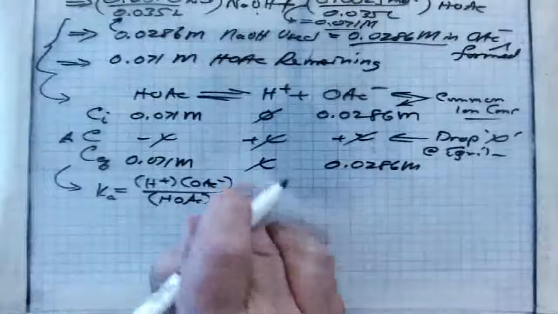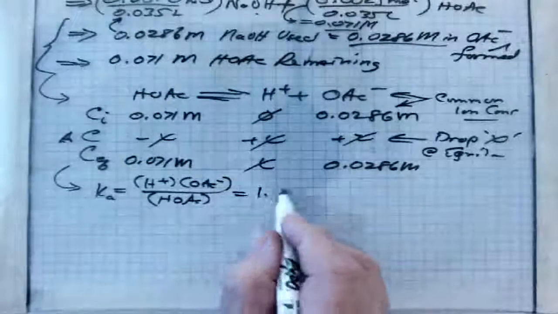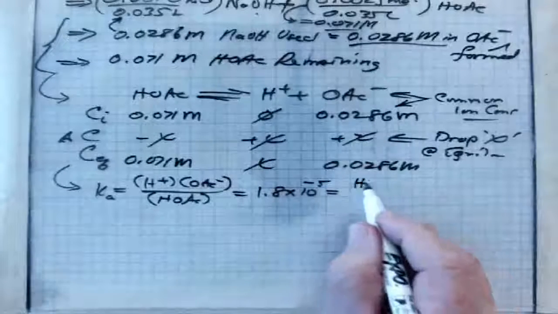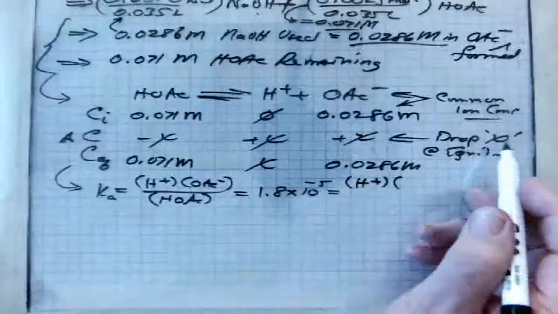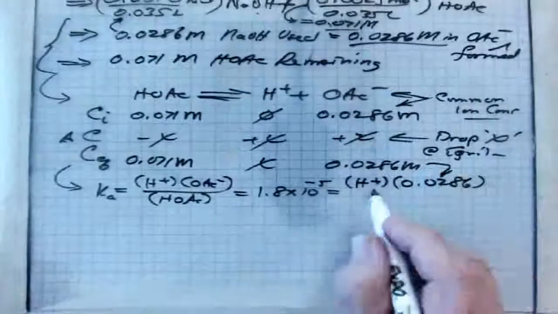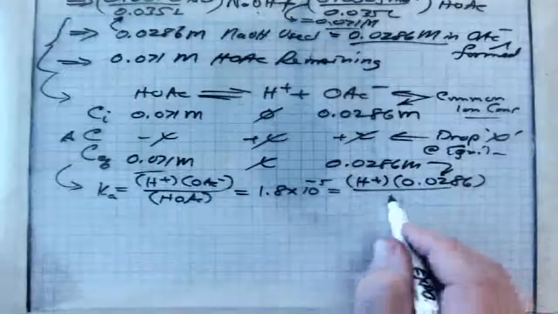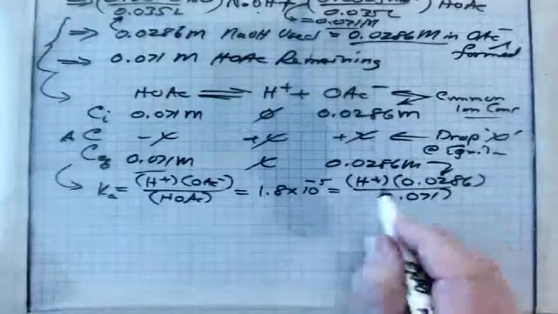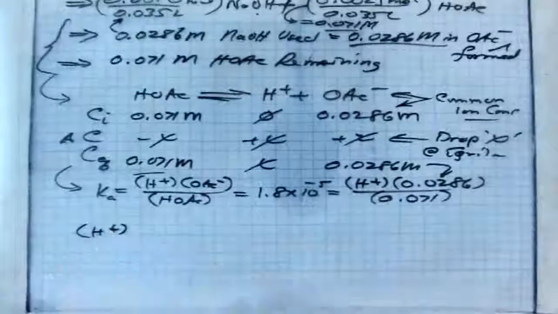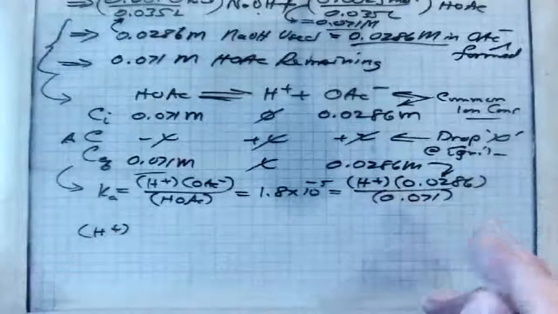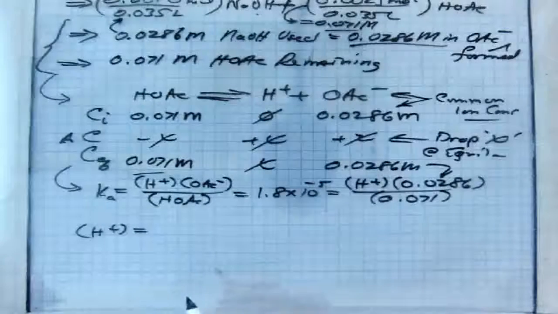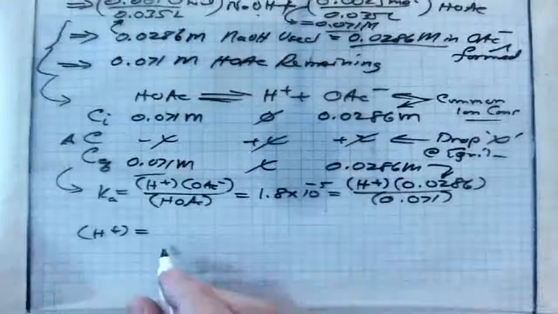And so that's equal to 1.8 times 10 to the minus 5. And we're looking for the hydronium ion. The conjugate base is 0.0286 molar, and the weak acid is 0.071 molar now. So you want to solve for your hydronium and then take the minus log. Oh, wait a minute, that's OH, isn't it? No, that's right. Okay. Yeah, I'm thinking hydrolysis.